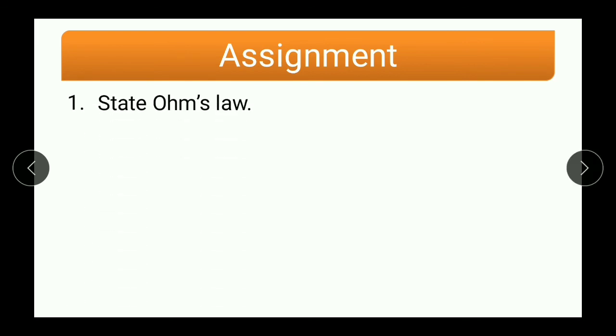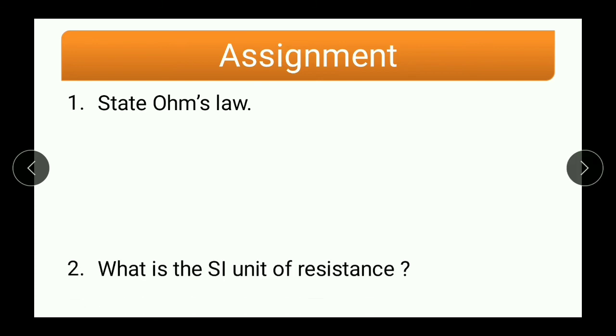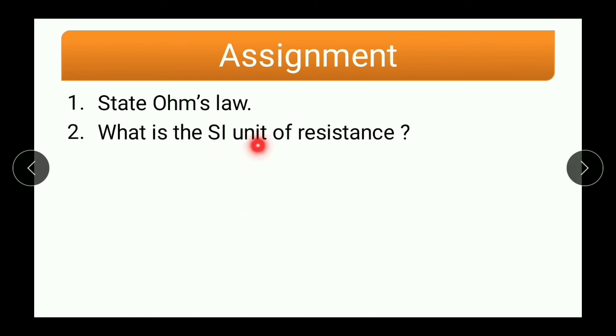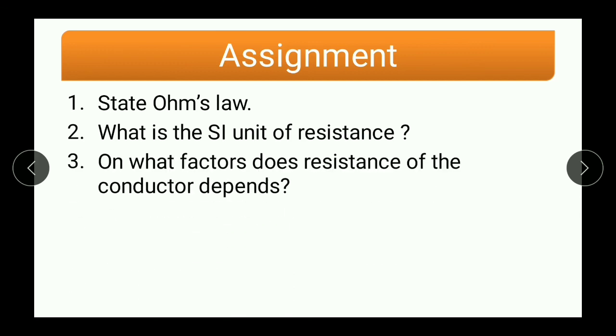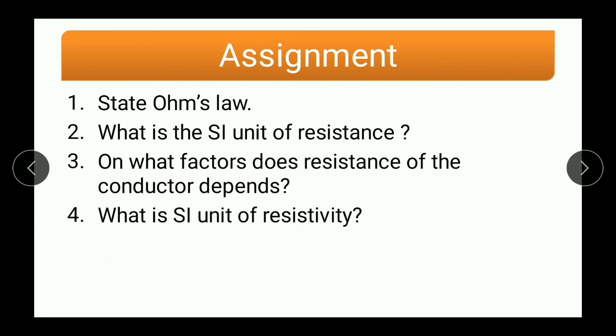For example, first question is state Ohm's law. Second question is what is the SI unit of resistance. Third question is on what factors does the resistance of a conductor depend. And the last question is what is the SI unit of resistivity.